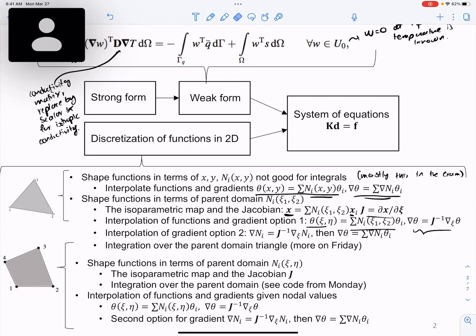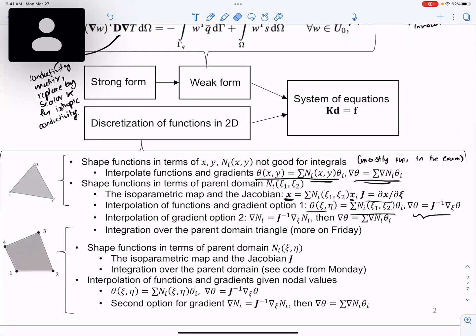That's for triangles. Then for quadrilaterals it is the same as the triangles. So you have functions in terms of psi and eta, which I've given in one of the previous lectures. You need to evaluate again x and the Jacobian. And then the interpolation is the same, sum of the shape functions times nodal values, and then gradients are the same, inverse of the Jacobian times gradients with respect to psi eta. Any questions about that? Sort of the overview. We will do a little bit more examples.